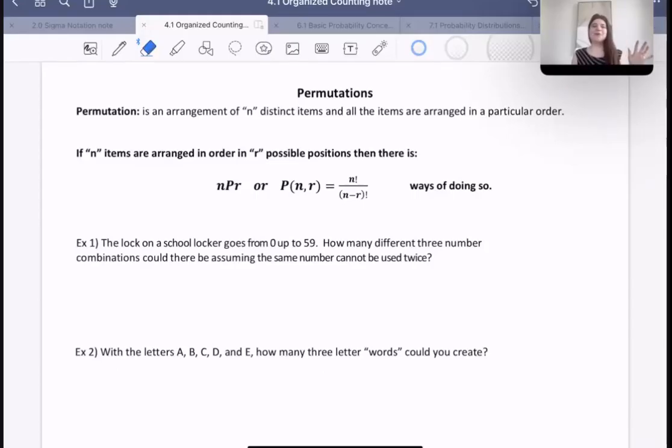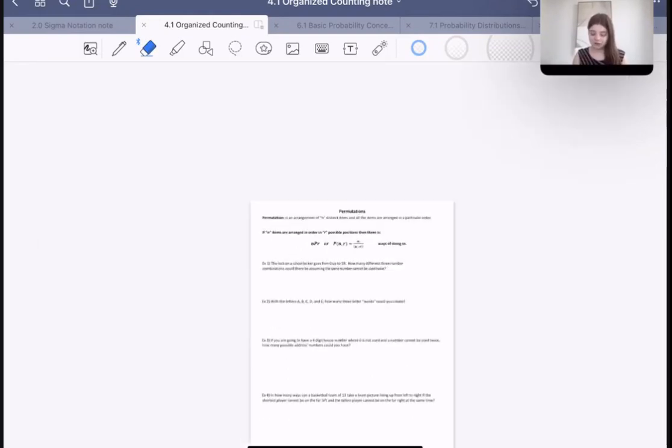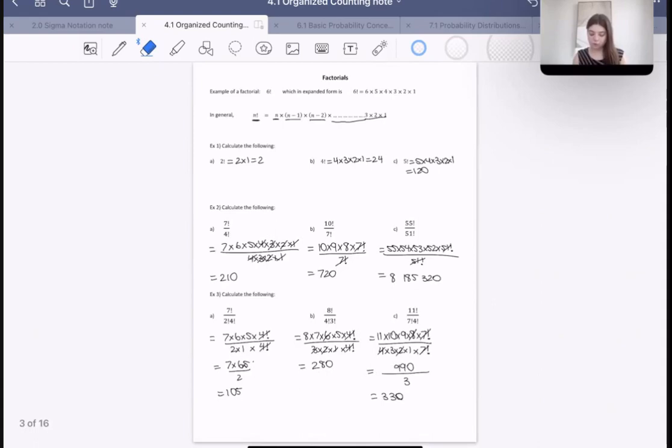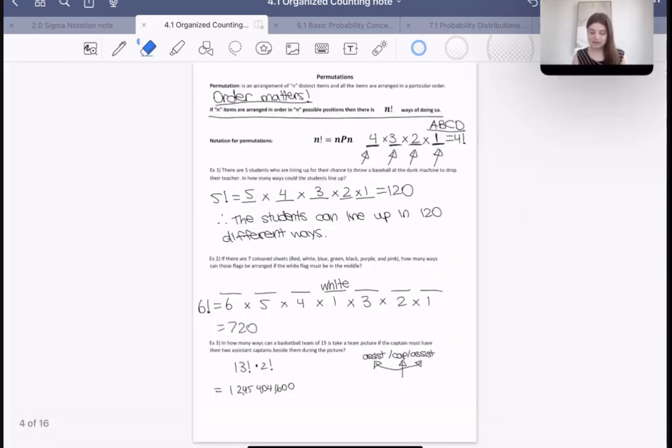Hello, everyone. Welcome back. Today, we're going to continue to talk about permutations. So, just a reminder, last time, what did we talk about? We learned about factorial notation. We also learned about some basic permutations, right?